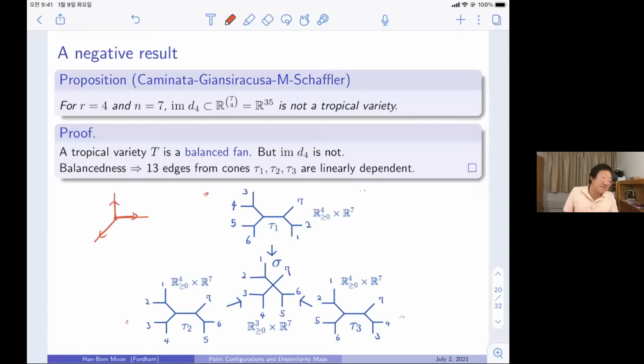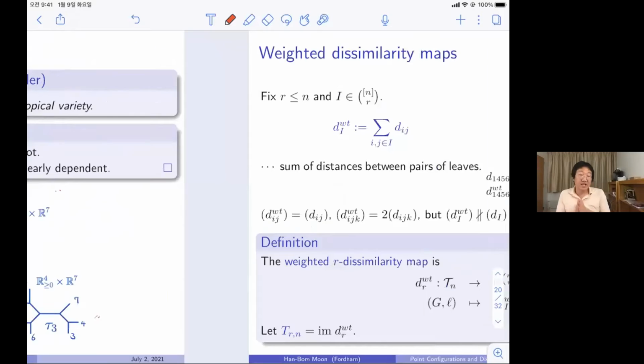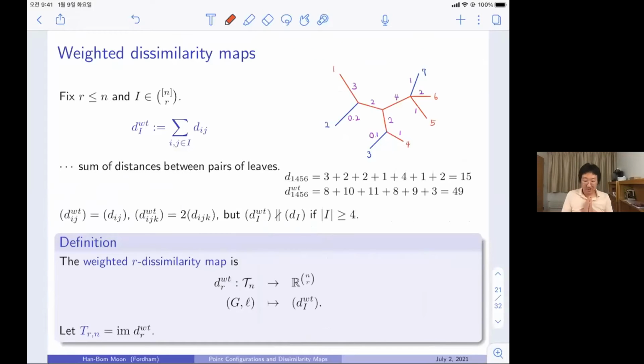But if this is the end of the story, then it would be really sad. The interesting thing is that this is not the end of the story. So our claim is that the phylogenetic diversity or the R-dissimilarity map is not the right way to measure the size of a subtree. So here is another proposal, which we decided to call a weighted dissimilarity map.